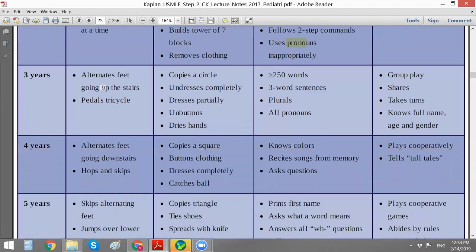3 years is alternate feet. Pedals a tricycle at 3 years. Copies a circle at 3 years. Undresses completely, dresses partially, unbuttons, dries hands. Greater than 250 word vocabulary, 3-word sentences, plurals, pronouns, group play, shares, takes turns, knows full name, age and gender.